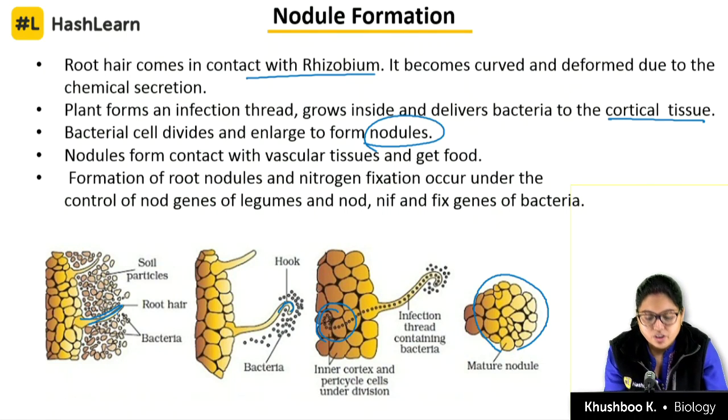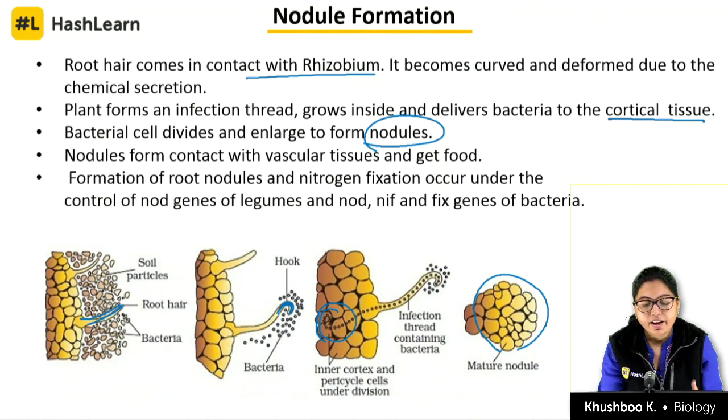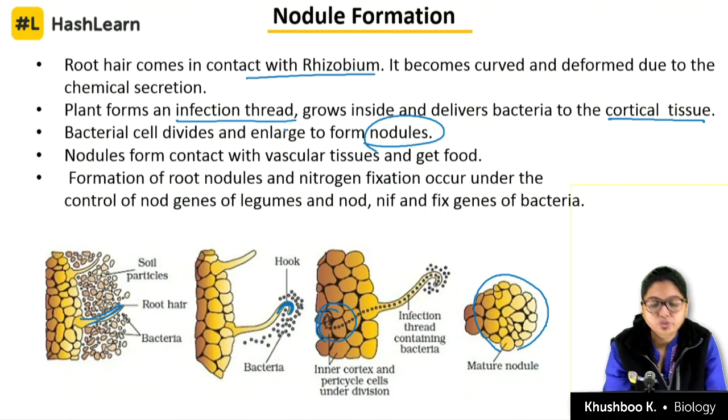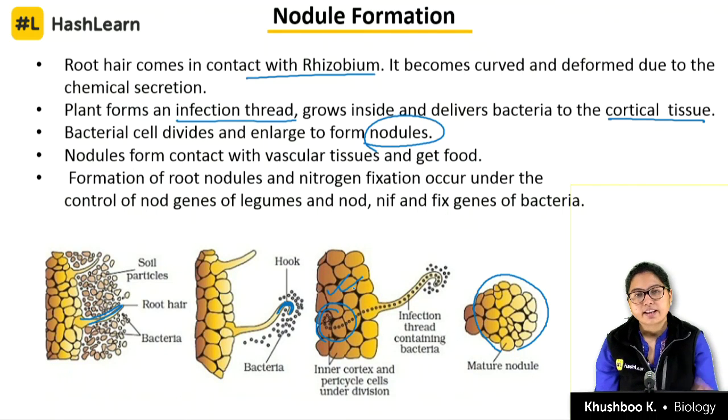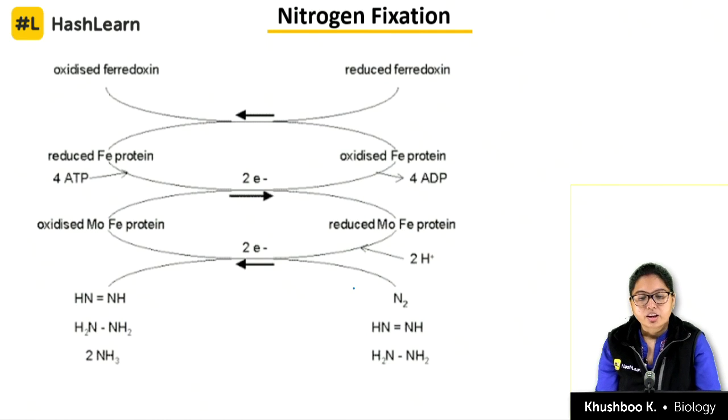Once the bacteria comes in contact with the root hair cells, it will get curved, and then an infection thread is formed. Through this infection thread the bacteria gets delivered into the cortical zone, and there it will divide vigorously to form the nodule structure, and that is called root nodules. Now this is what happens inside, or how basically this nitrogenase enzyme will help in converting the atmospheric nitrogen into ammonia.